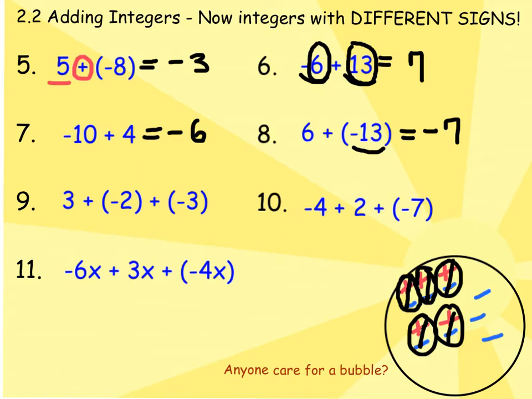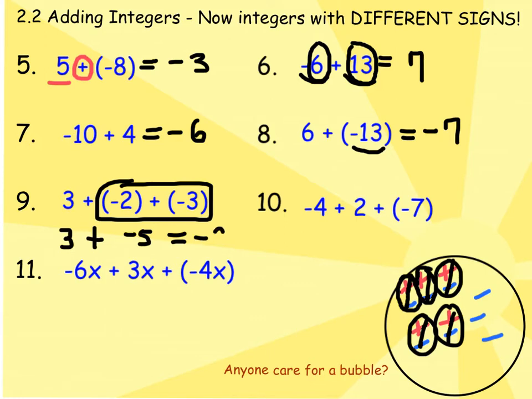Now, when we get to number 9 and we have more than 2 integers, we kind of want to look at it the same way. I have some positives and I have some negatives. So first, let's find how many total negatives that we have by adding negative 2 plus negative 3. That would be 5 negatives. So now I'm left with 3 plus negative 5. I have more negatives than positives, so my answer is negative. And how many more negatives do I have? I have 2.